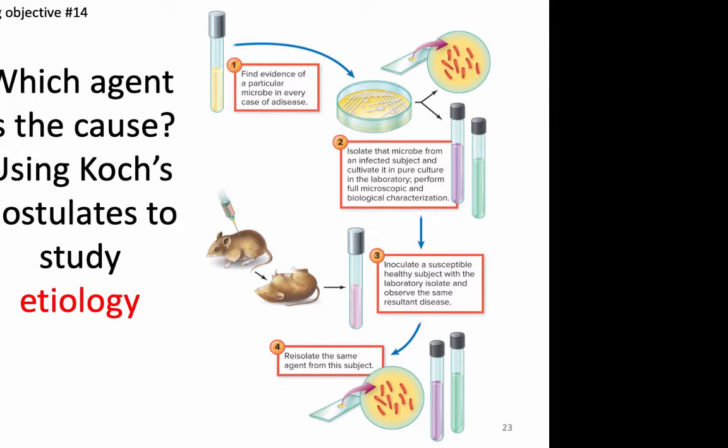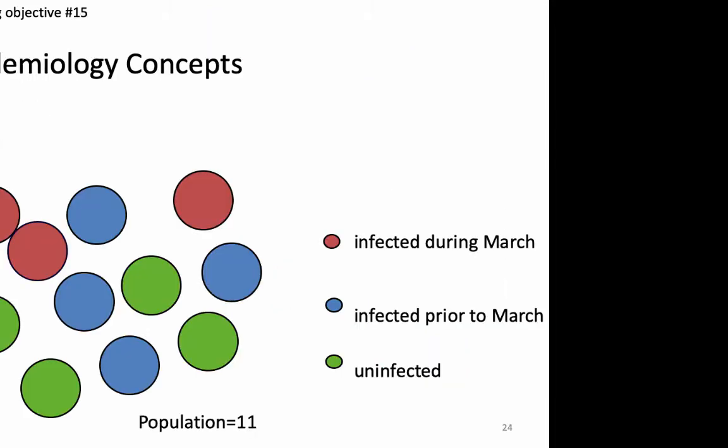Then he would take that microorganism from the lab where he grew it. He would then inject it into a healthy animal, and then he would observe to see if that healthy animal becomes sickened with similar symptoms. Then isolate a sample from the newly sickened animal and try to get the same microorganism to grow. So if he did all of these steps, he would then say that this disease was caused by this microorganism.